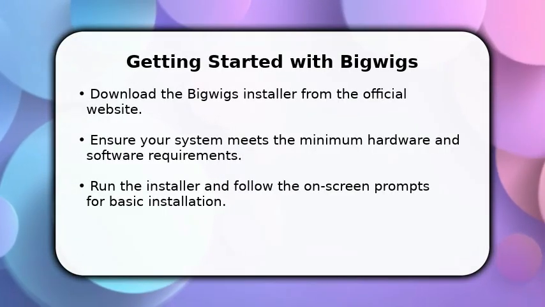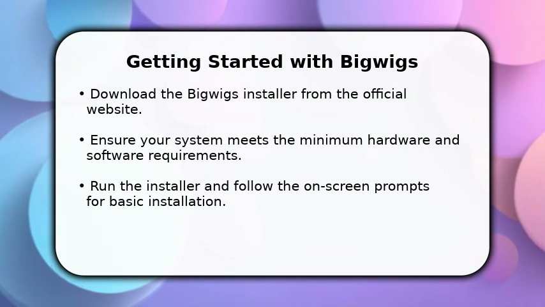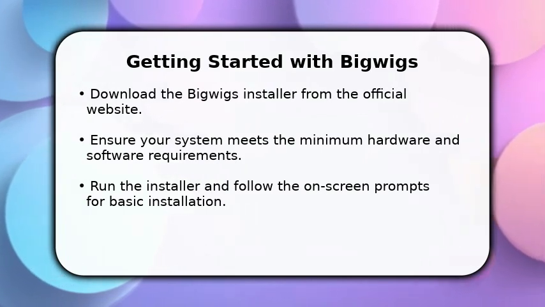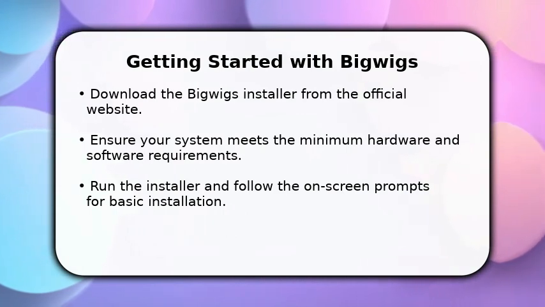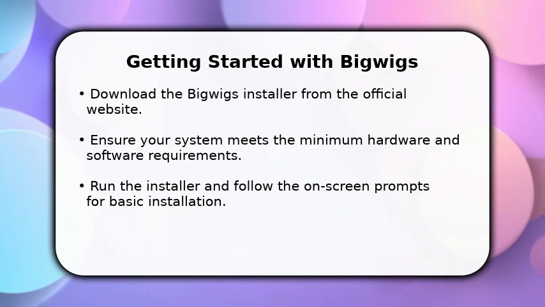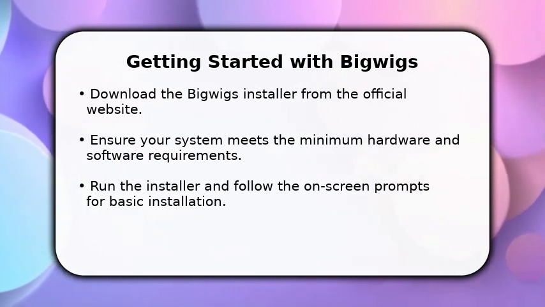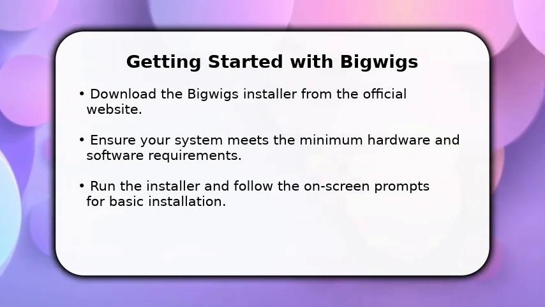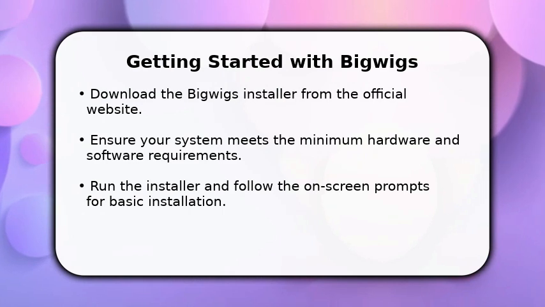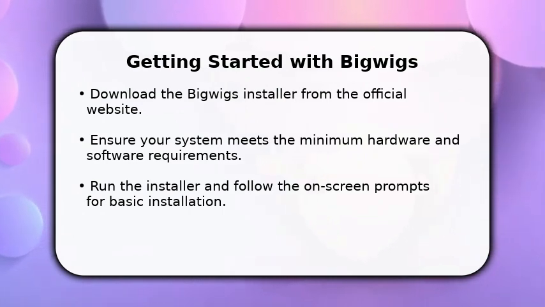In this video, I will explain how to set up BigWigs. First, you'll want to download the BigWigs installer directly from its official website. Before running the installer, please ensure your computer meets all the minimum hardware and software requirements. Once confirmed, launch the installer and carefully follow the simple on-screen instructions. You'll typically choose a default installation directory, like C:/Program Files/BigWigs, which is usually the best option.